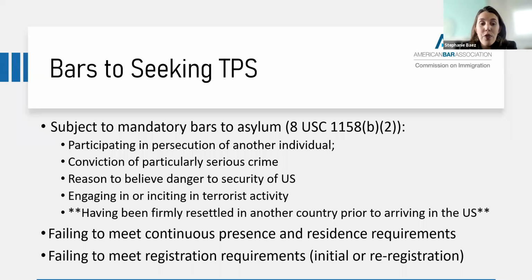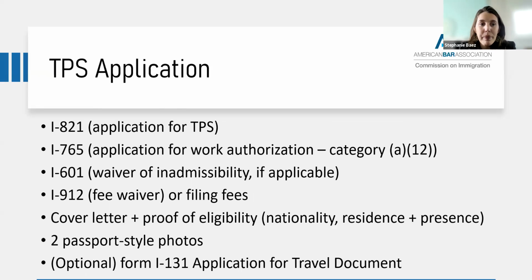Also, if you have a client who fails to meet the continuous presence and residence requirements, if they weren't here on the dates of designation that are required, then that's going to be a bar to seeking TPS. Or if they fail to meet the registration requirements and don't apply for TPS, then that will also be a bar. The TPS application itself includes the forms that are listed on this slide.